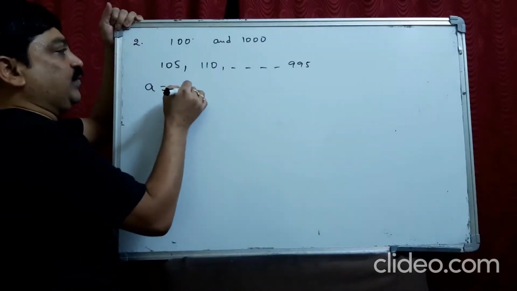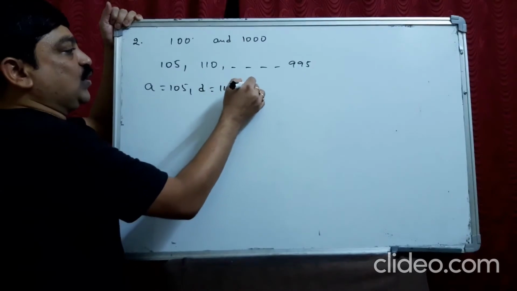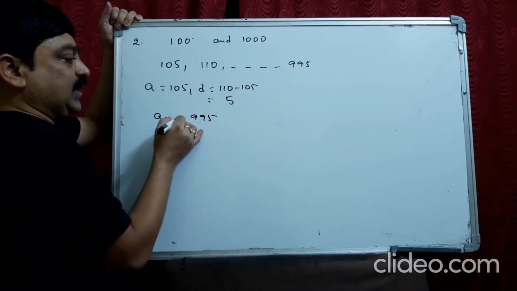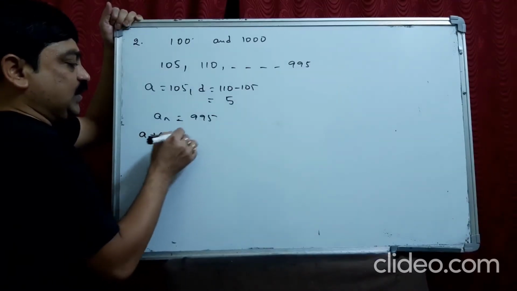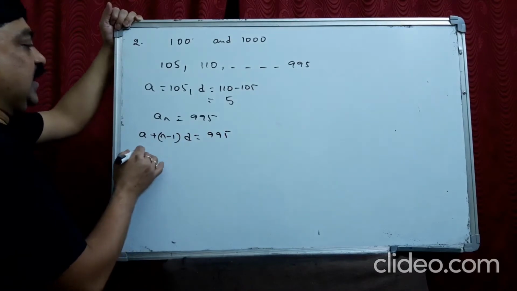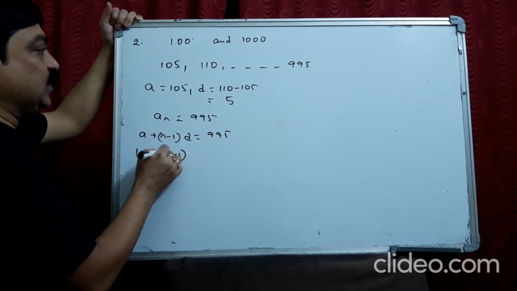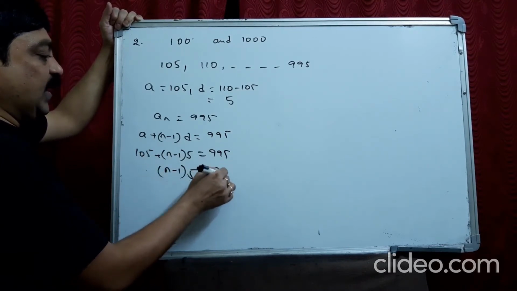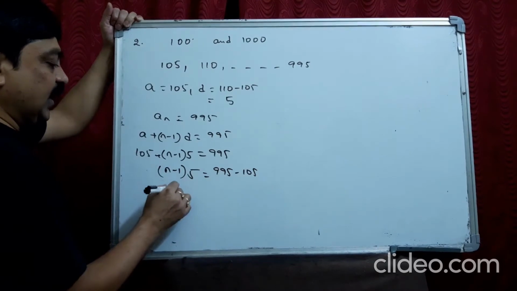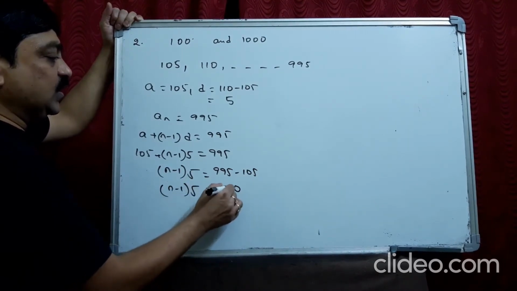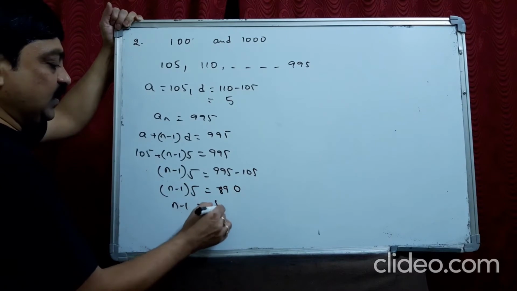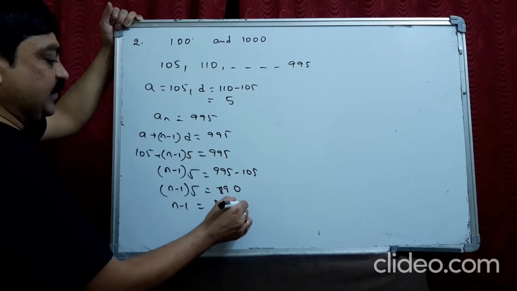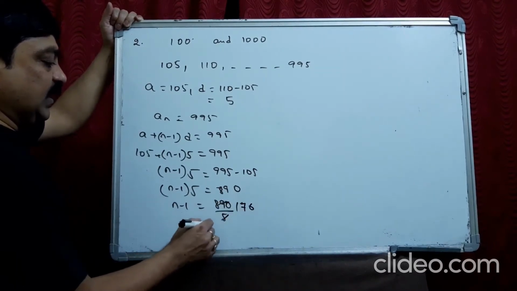So A, I take 105, D will be 110 minus 105, that is 5, and we equate An with the last term 995. So A plus n minus 1 into D is 995. A is 105 plus n minus 1 into 5 equal to 995. When I subtract 105 from 995, I'll get n minus 1 into 5 is equal to 890. So n minus 1 equal to 890 by 5.